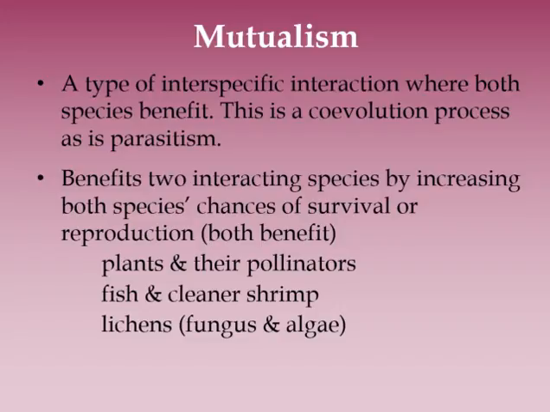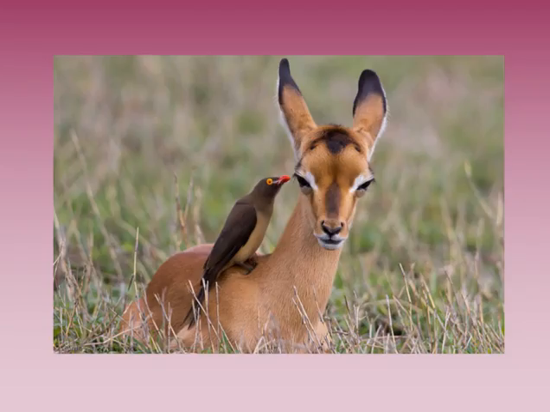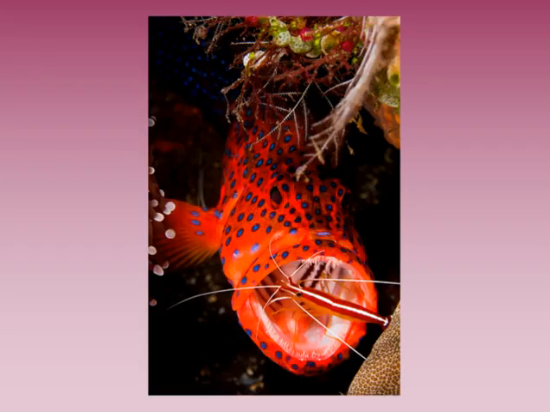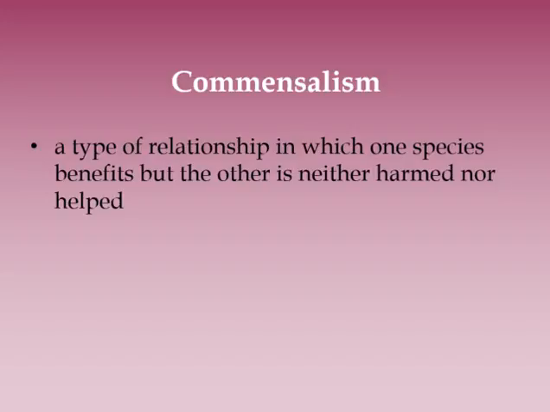Mutualism is another interaction that can occur between 2 different species. In a mutualistic relationship, it benefits both species. For example, plants and pollinators, or fish and cleaner shrimp. Here's a nice little picture of an impala who's providing a nice little meal for a bird who is eating parasites off the impala. Again, beneficial for both. You don't want parasites, so the impala is benefited and the bird gets an easy meal, so they're benefited as well. Nice picture of a fish with a cleaner shrimp going through and again removing parasites, which benefits both.